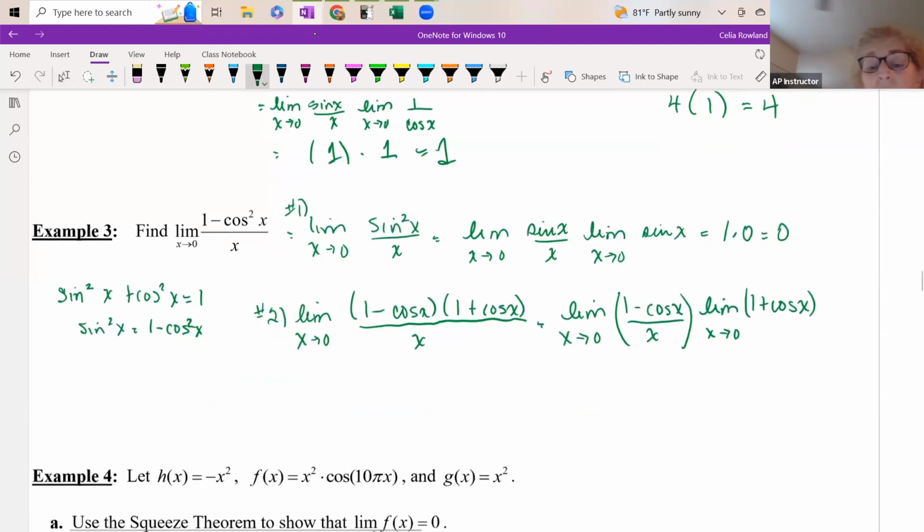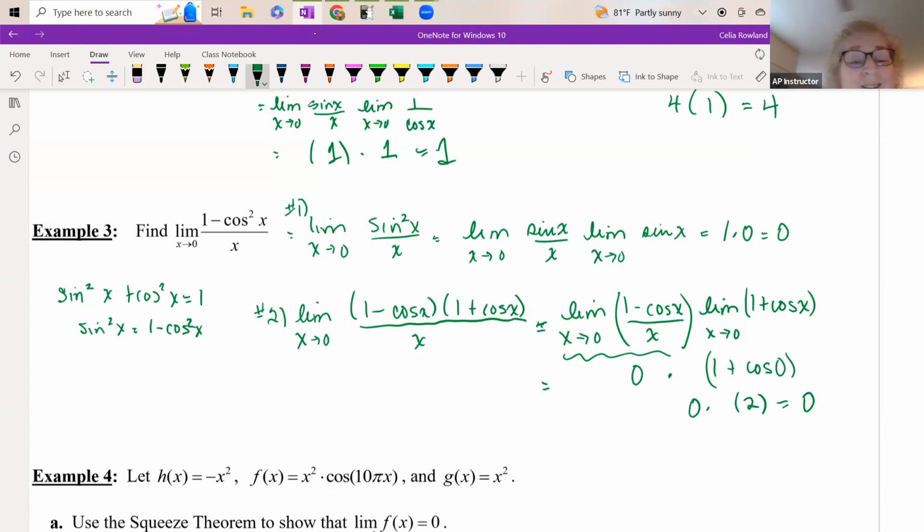Now, the limit on the right is 2, because if I put a 0 in, I'm going to get cosine. I don't need the limit, I just need to evaluate it. So this is going to be 1 plus cosine of 0, which gives me 2. Here, I know that this limit on the left is going to go to 0. So I have 0 times 2, which gives me 0.